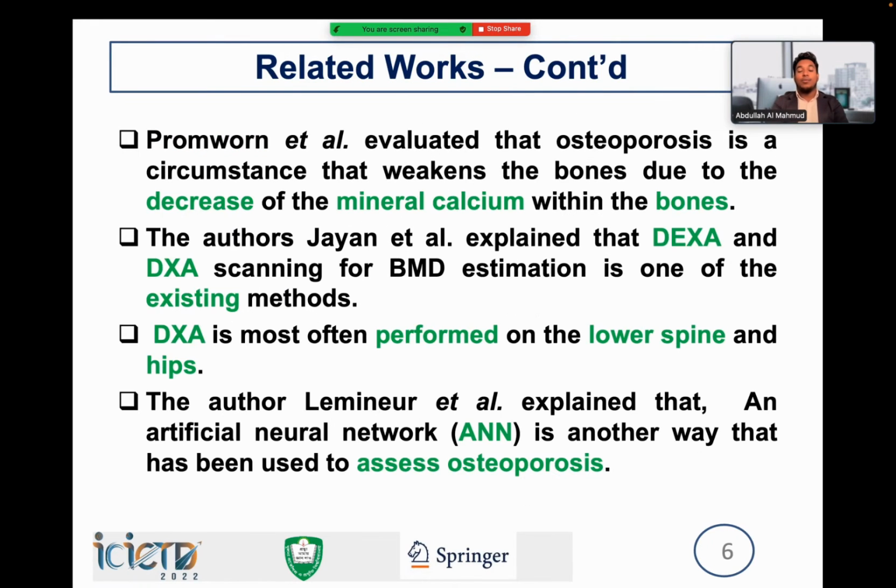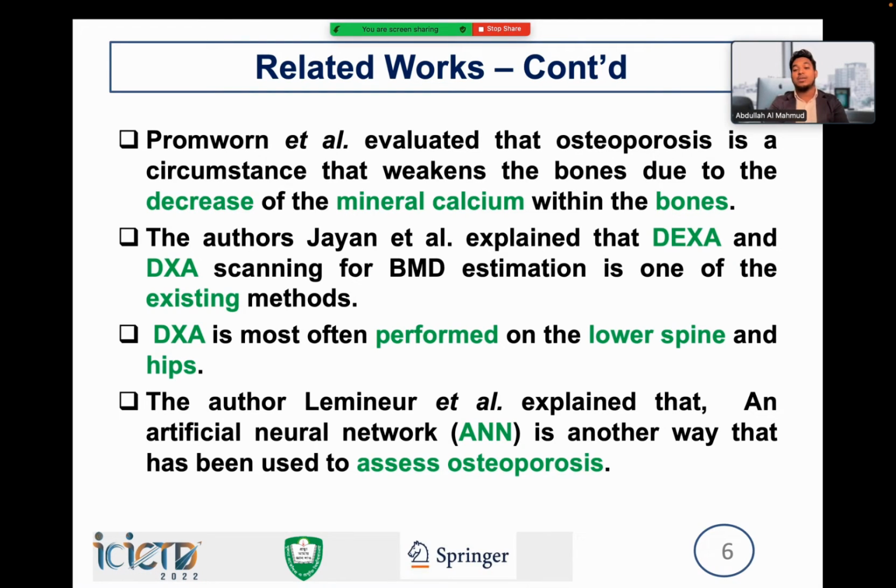Well, osteoporosis occurs, or bone mass decreases, when bone mineral calcium becomes lesser. The author Jayan et al. explained that DEXA and DXA scanning for BMD estimation is one of the existing methods. By the way, another key note is that DEXA is most often performed on the lower spine and hips.